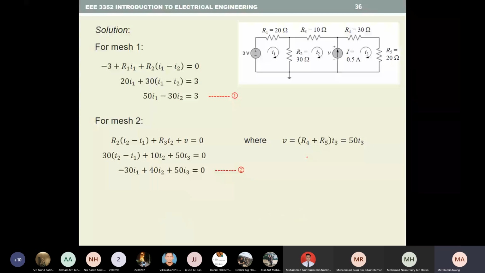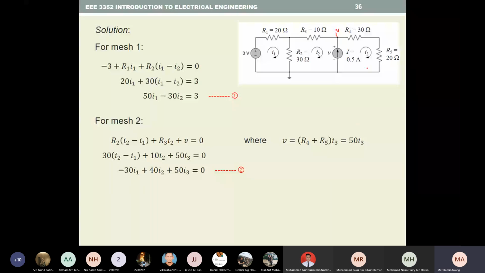The second equation from mesh 2 here. So you have R2 times (I2 minus I1) plus R3 times I2 plus V, because the voltage is given as V, equal to 0. What is V? V is actually equal to what? This is given by this, right? This voltage here is V.